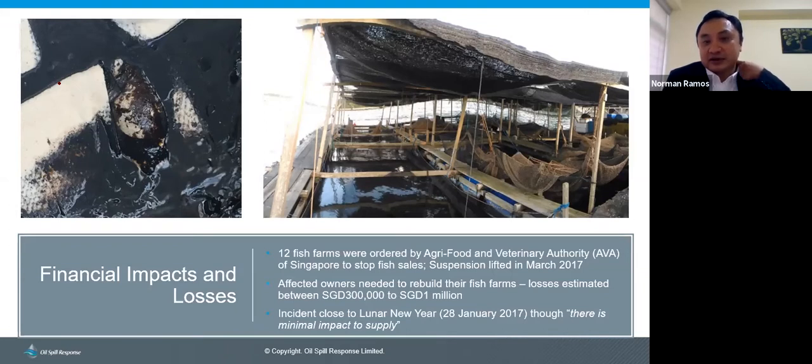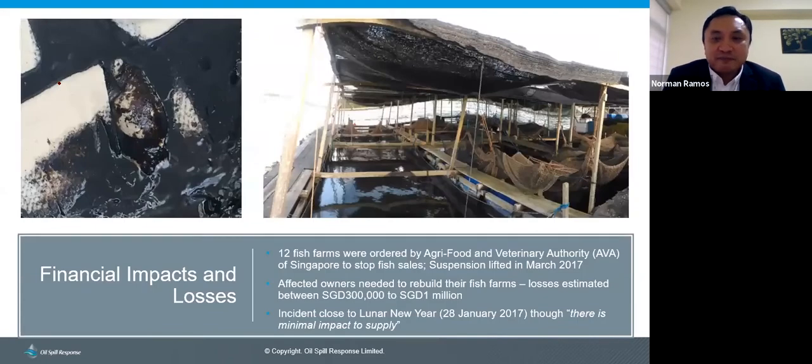And please take note that this spill happened close to the Lunar New Year, or the Chinese New Year. The Chinese New Year in 2017 fell on January 28th. If you don't know, culturally, one of the main dishes served during Chinese New Year is fish. So fish sales were affected by the spill. However, AVA mentioned that there was minimal impact to the supply, but you could still see at that point in time a slight increase in the prices of the fish sold in Singapore.